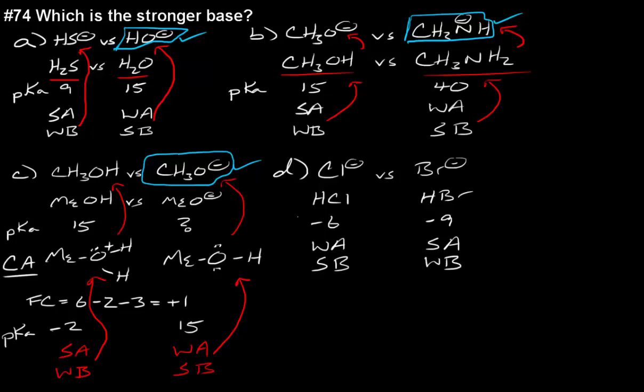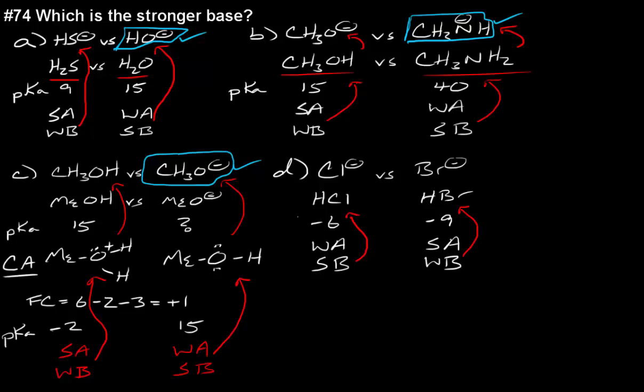Okay, so now all we have to do is compare and contrast HCl and HBr to say which one would theoretically be the weaker base and the stronger base. So the stronger base is going to be HCl, and the weaker base is going to be HBr.